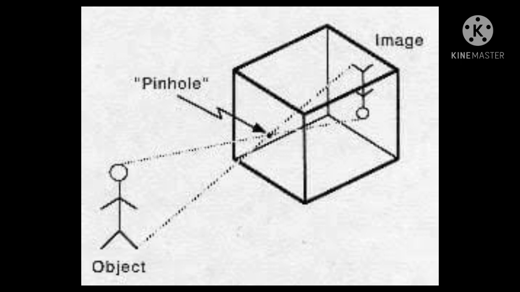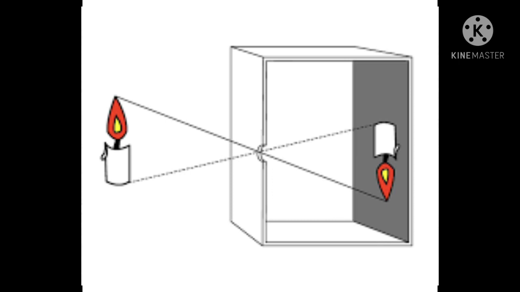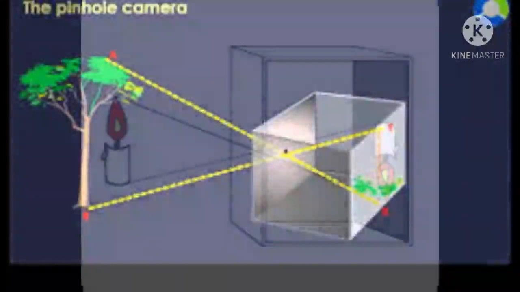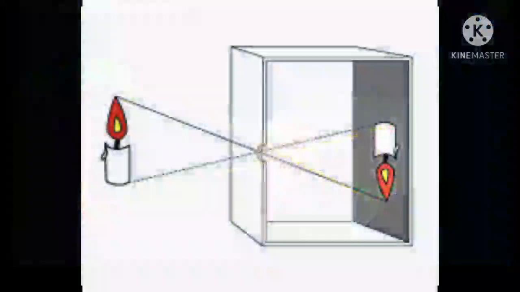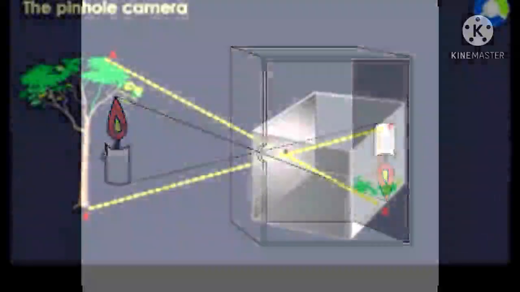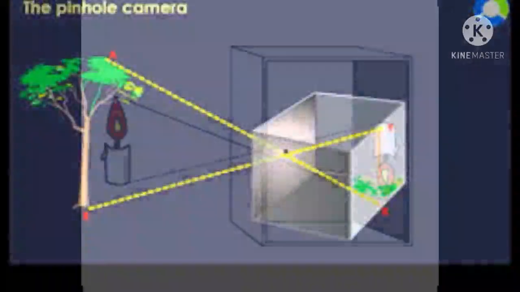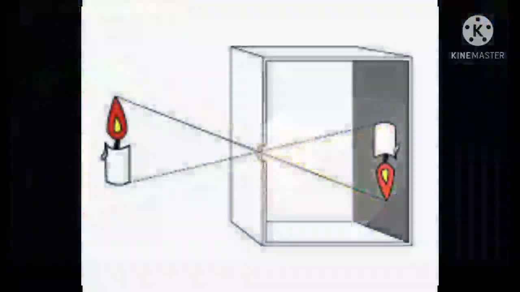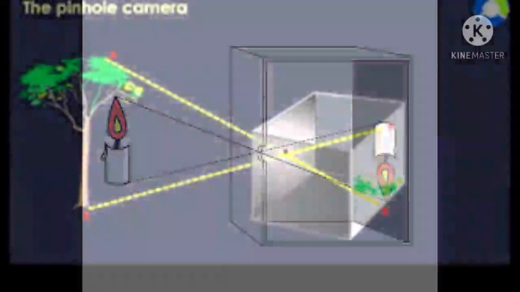At the same time, rays from the bottom of the candle also enter the aperture in a cross way and reach the upper part of the diaphragm. Due to this, the image obtained inside the pinhole camera becomes inverted. In this way, due to linear propagation of the light rays, the image becomes inverted on the diaphragm of the pinhole camera.